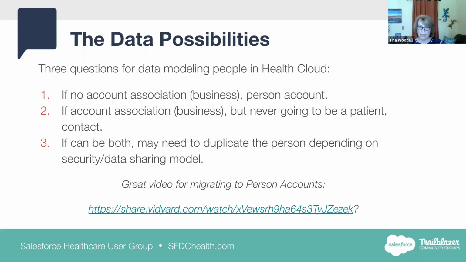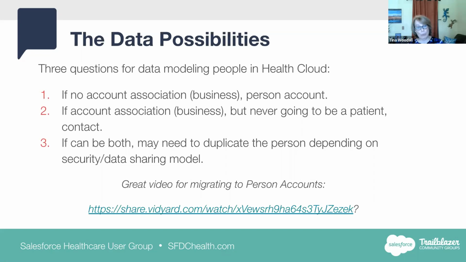If they have an account association in business, but are never going to be a patient, then you want to use a contact. A good example of this is you have a company you're working with in a different state and Sally works for that company. You would put Sally in your Salesforce org as a contact because Sally's not even in your area. The chance of Sally becoming a patient is like none, because it's not even within the scope of your business.